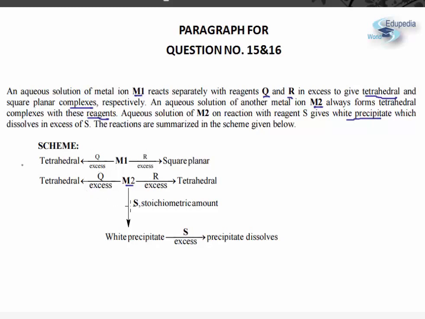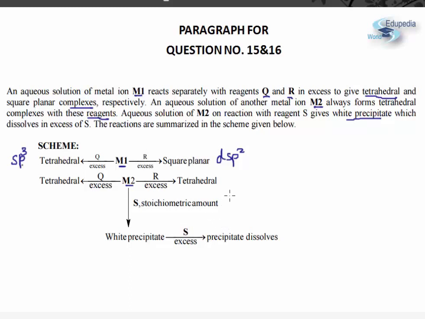Okay, so these are the reactions which have been summarized. There is a metal ion M1 which on reaction with Q and R respectively forms a tetrahedral complex, so clearly this will be sp3 hybridization, and a square planar complex, which will be dsp2 hybridization, right? Further, there is another metal ion M2 which on reaction with Q and R always forms tetrahedral complexes, and on reaction with S it first forms a white precipitate and then this precipitate dissolves.